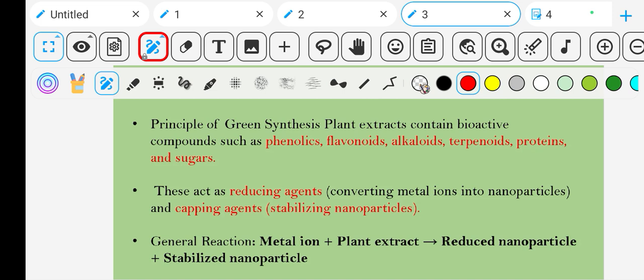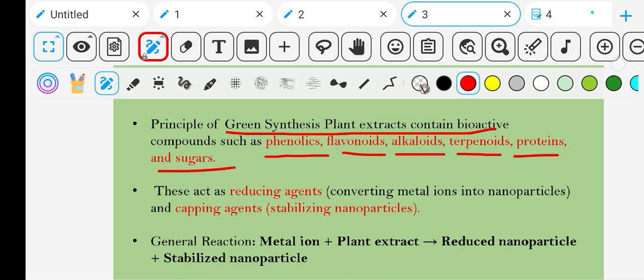So let us move further to the principle of green synthesis. Plant extracts contain bioactive compounds such as phenolics, flavonoids, alkaloids, terpenoids, proteins, and some kind of sugars. In these bioactive compounds, polyphenols and flavonoids are basically the primary reducing agents. Phenolics and flavonoids are the primary reducing agents.